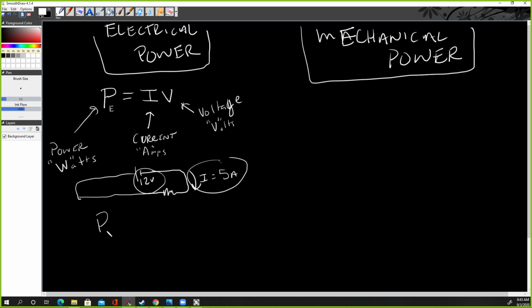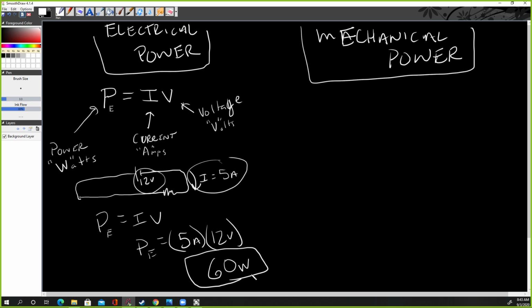So electrical P is equal to I times V. PE, electrical power, is equal to I, 5 amps, times voltage, 12 volts. For this electrical schematic, with this much current and this much voltage, it would be 5 times 12, so 60 watts of power.